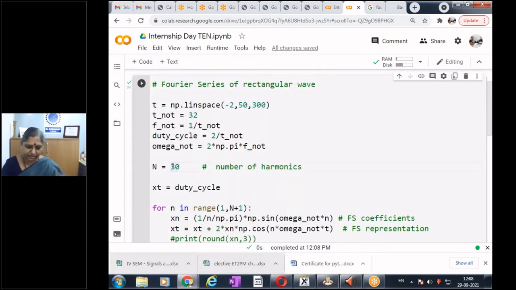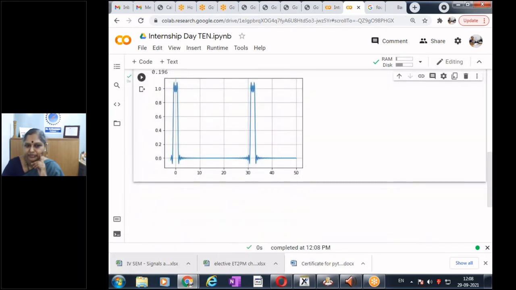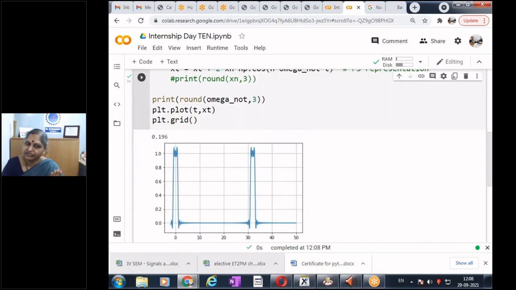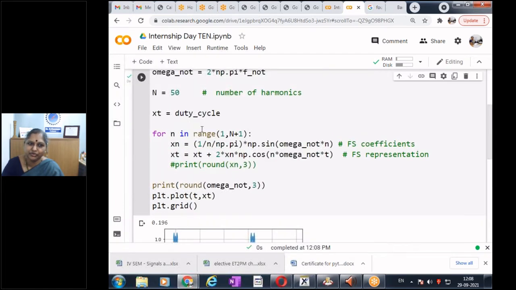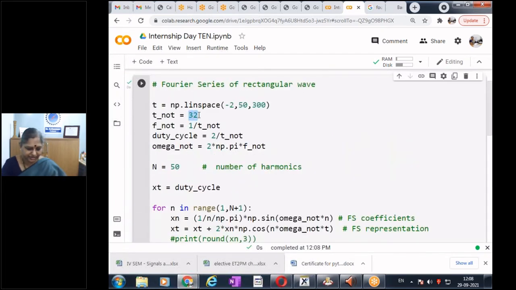If I want, let me make the number of terms a little higher. Say I have 50 terms and then I plot it. This is the result I get. Let me make it further. T naught is say 64. Let me make T naught as 60.